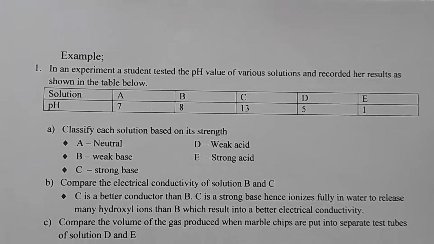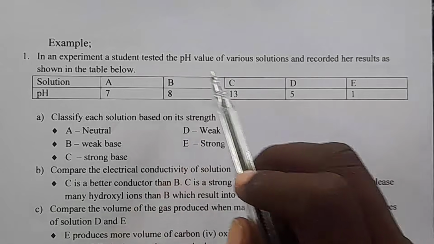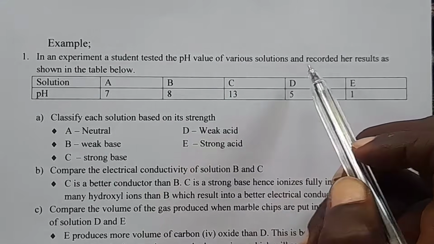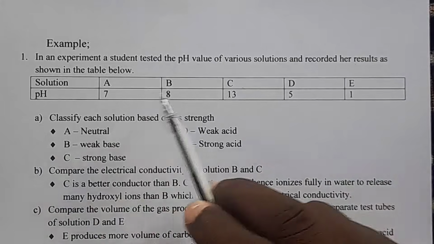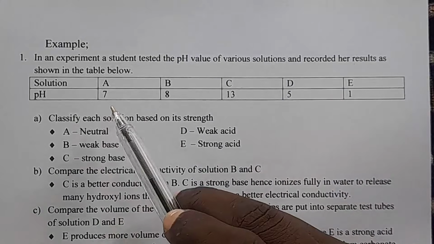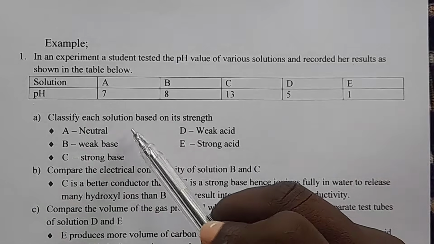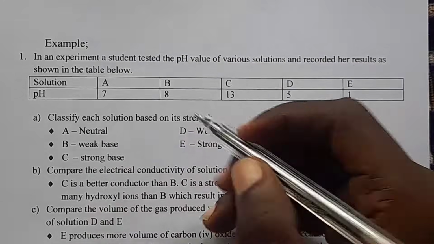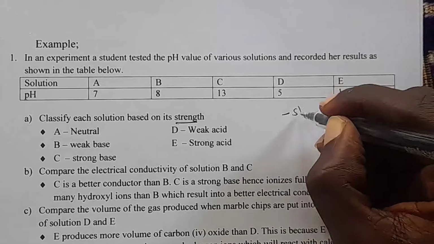After that, let's try some examples. We are told that in an experiment, a student tested the pH value of various solutions and recorded her results as shown in the table below. We have solutions A, B, C, D, E with pH values 7, 8, 13, 5, 1. We are told to classify each solution based on its strength. When you are told strength, we have only 4 strengths. One is strong acid.